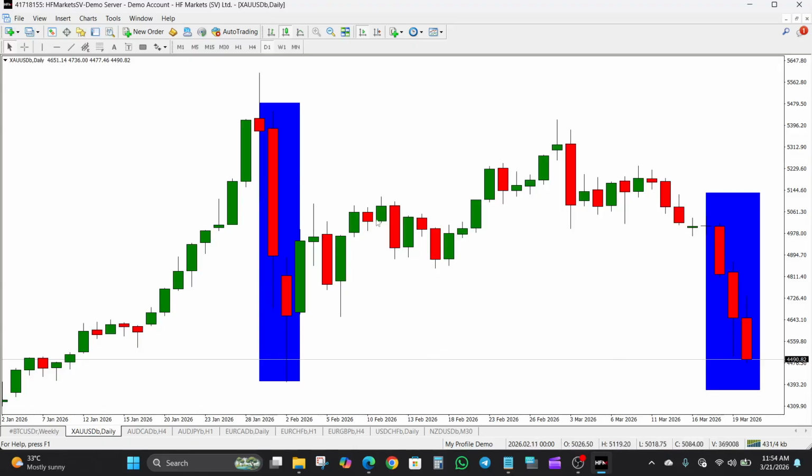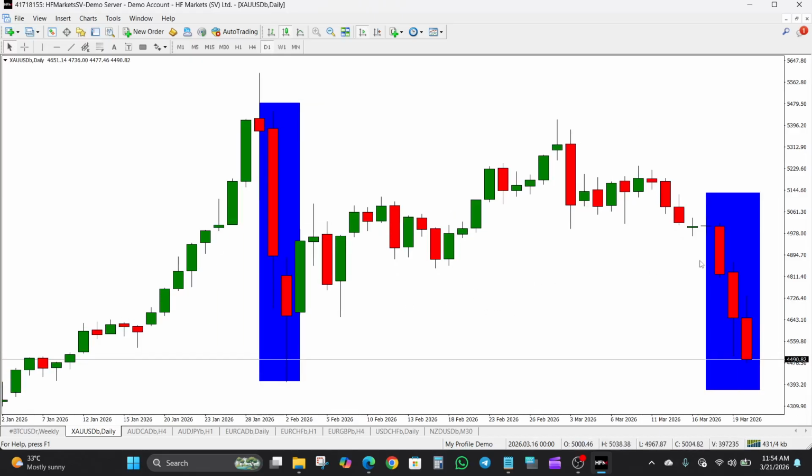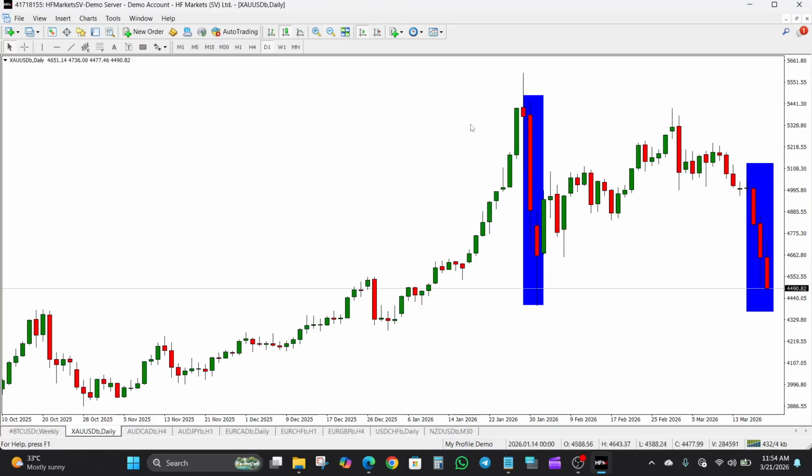So now the mistake many beginners make is trying to buy during this drop, thinking the price is cheap. But the truth is, price can keep dropping much further than expected. So that is why experienced traders wait.